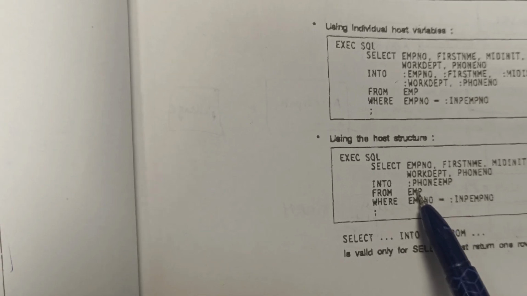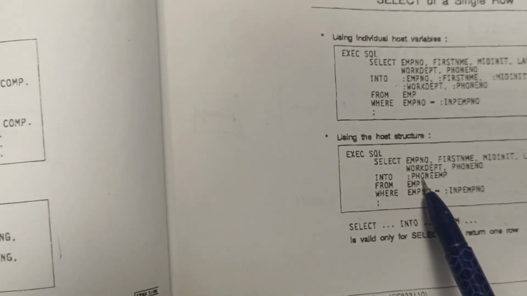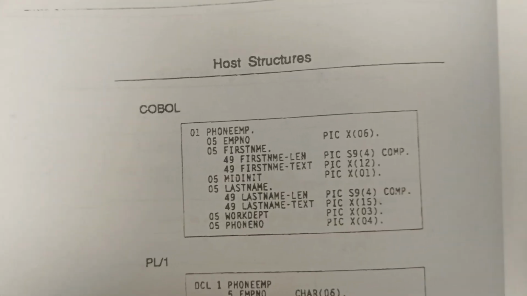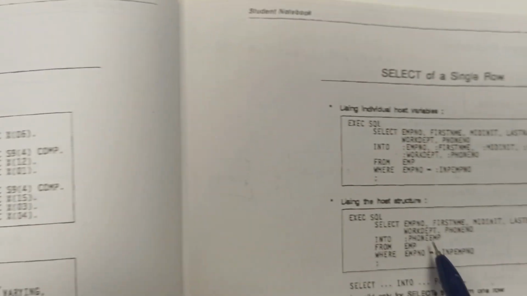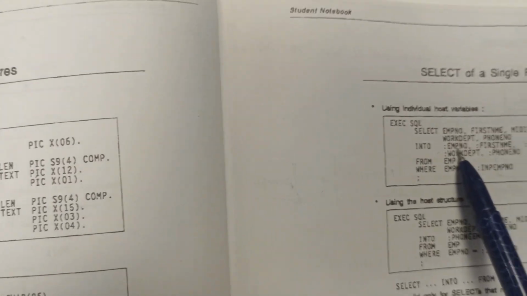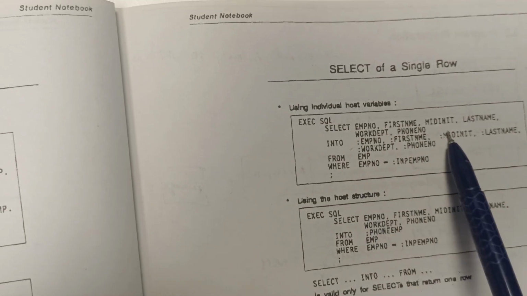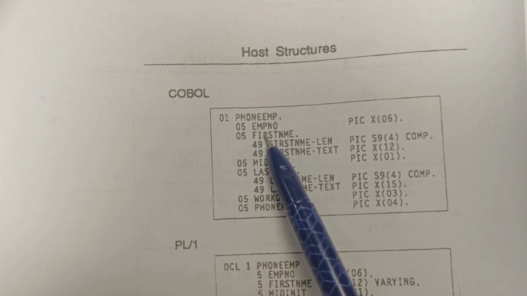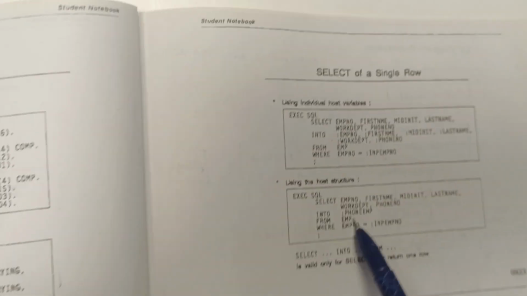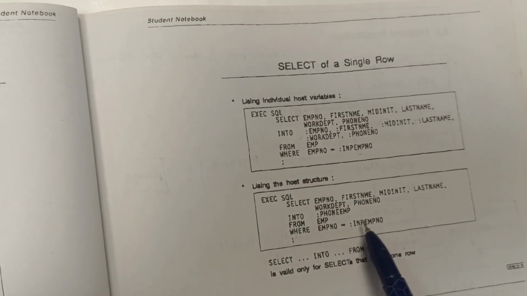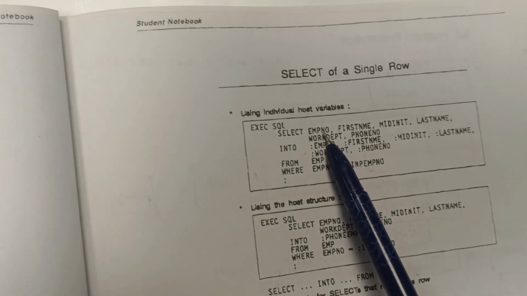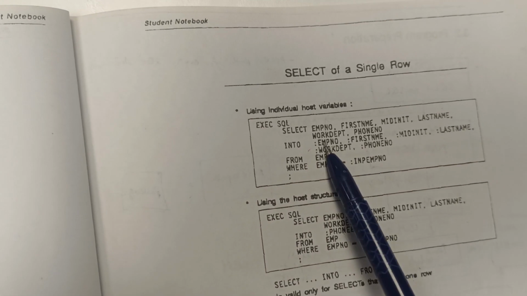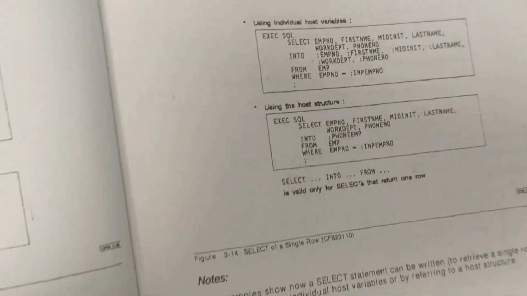Otherwise, we can directly use the group variable name. What is the group variable name here? Phone EMP. Because the column names you defined in the select statement must be in the same order in the group, then you can use the same group variable in the INTO clause. Otherwise, if you don't know the order of the column names, it is better to use the individual field names here.